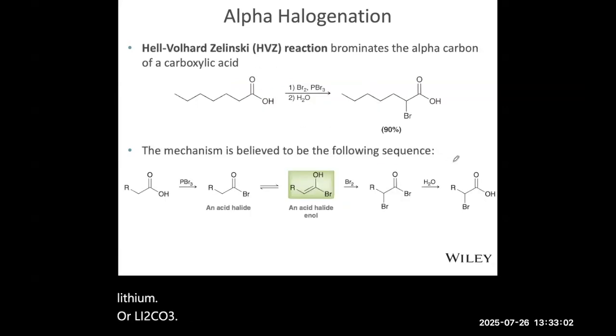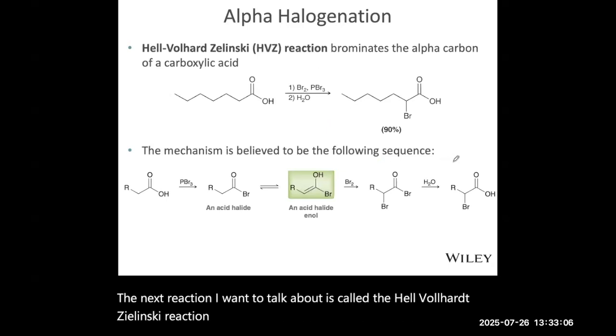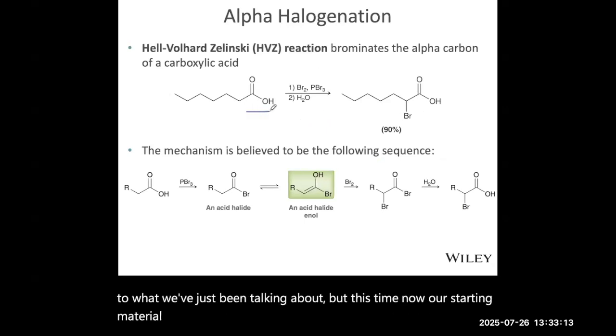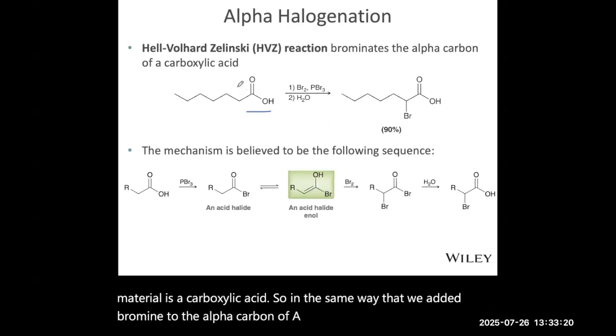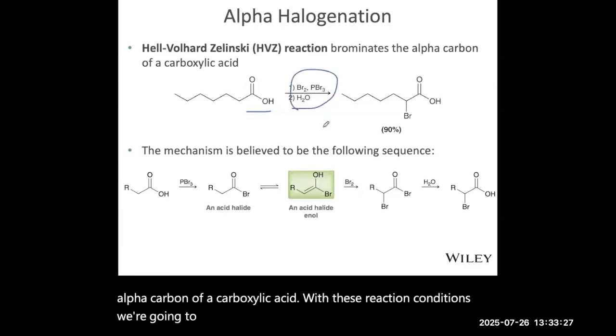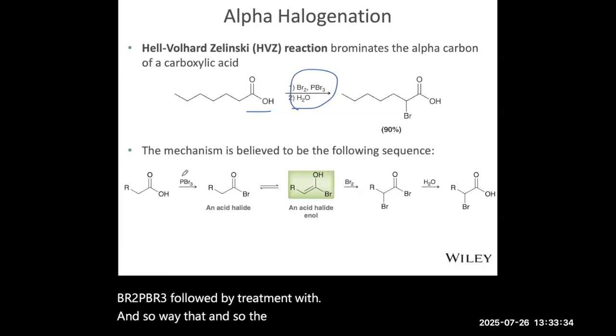The next reaction I want to talk about is called the Hell-Volhard-Zelinsky reaction, the HVZ reaction. And this is a reaction very similar to what we've just been talking about, but this time now our starting material is a carboxylic acid. So in the same way that we added bromine to the alpha carbon of a ketone, we can add bromine to the alpha carbon of a carboxylic acid with these reaction conditions. We're going to use Br2, PBr3, followed by treatment with water.